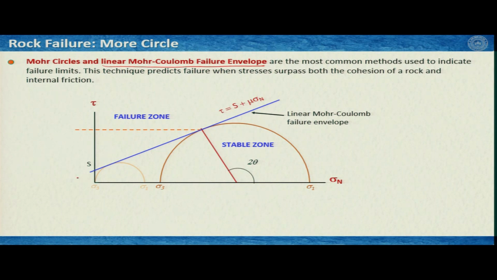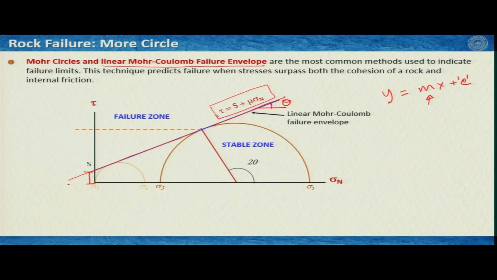Now, what happens here? What is the importance of this blue line? In this case, you see that this blue line is a straight line, and therefore, I can write it in this format. And this equation is essentially an equation like y equal to mx plus c, where c is S, m is the coefficient of friction. So, this value here is the cohesion, and this is measured in megapascal, and this angle, if this is theta, then tan of this angle is the coefficient of friction.